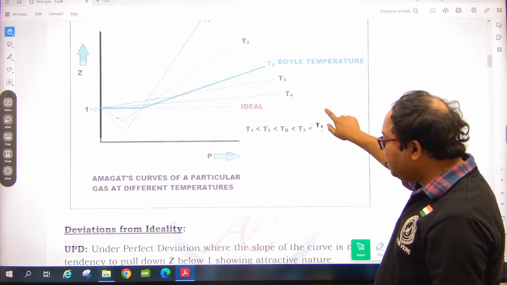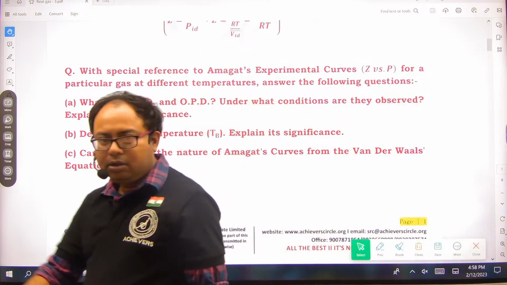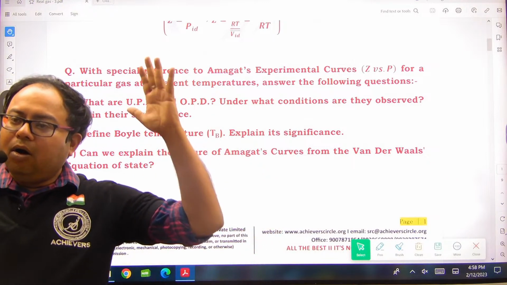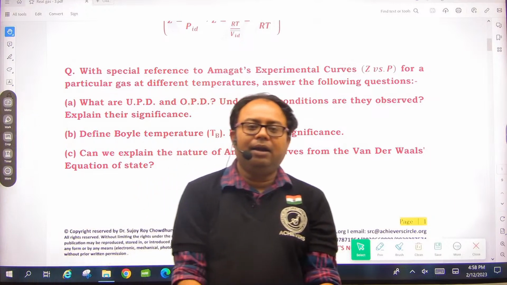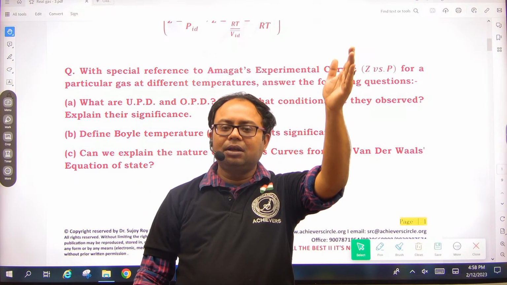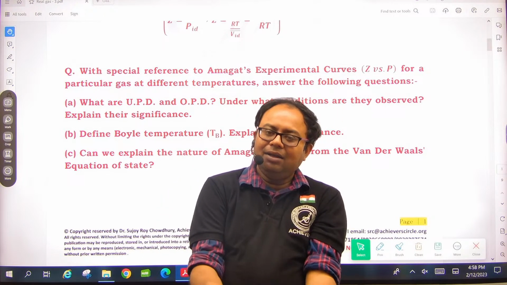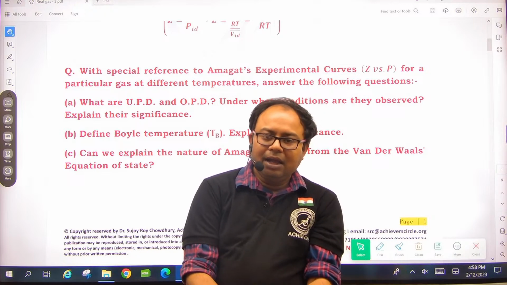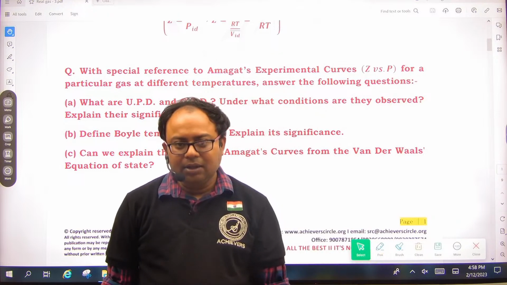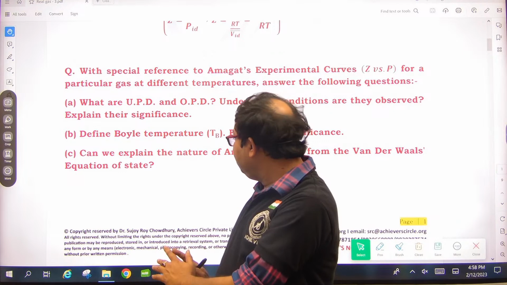And you have got two types of Amagat's plot. The first one is a plot of a particular real gas at different temperatures. So you select one real gas, say nitrogen, and you plot Z with respect to P at different temperatures. This is type 1, which we'll be discussing now.